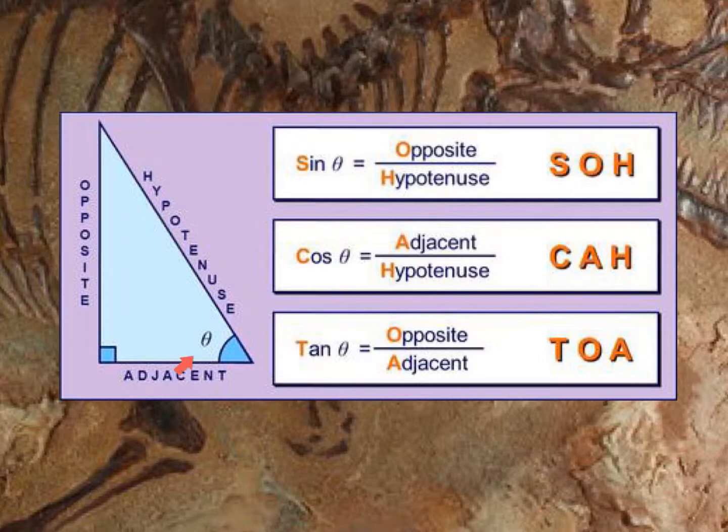So once a reference angle is determined, then we can decide which is the opposite, the adjacent, and the hypotenuse sides. The sine function is a ratio of the opposite side over the hypotenuse side. Cosine is adjacent over hypotenuse, and the tangent function is opposite over adjacent. Saying SOH-CAH-TOA can help you remember this.